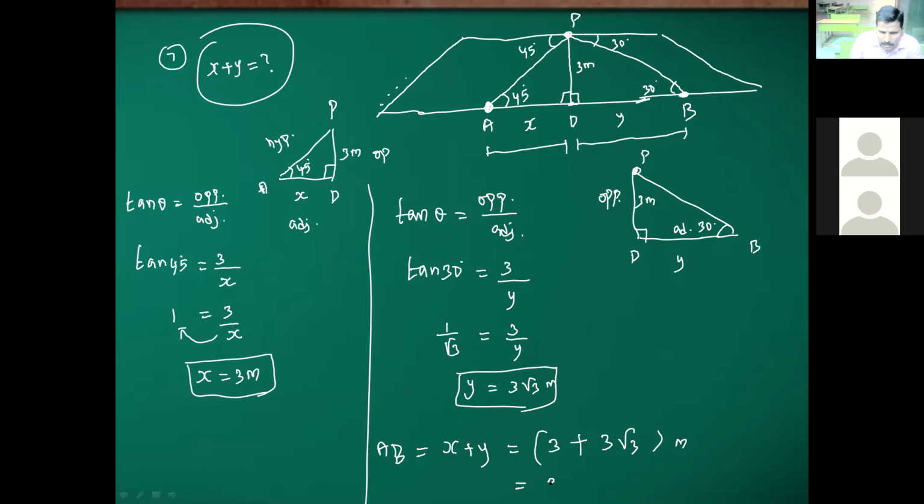Now please take 3 commonly outside. We are getting 1 plus root 3. So this is our required value. If they have given the root 3 value, you can use it. Otherwise, no need to do anything, leave it. Okay, this is our example 7, page number 202, 203. Understand, children? Right. So please make a note now.